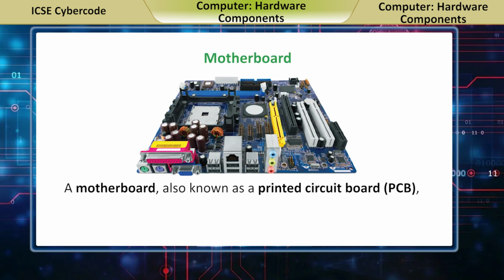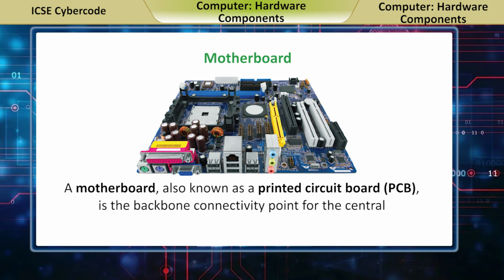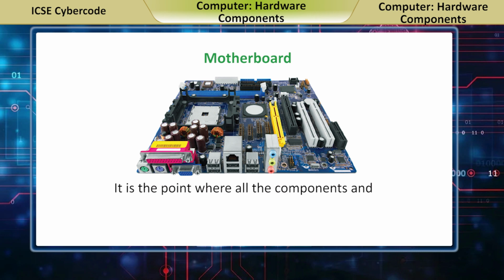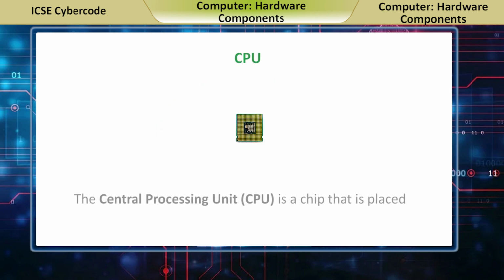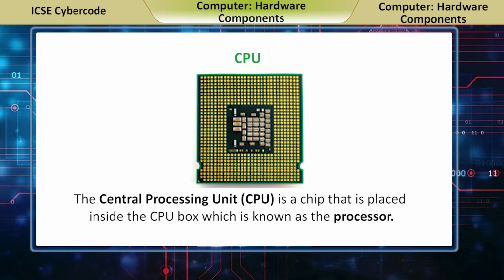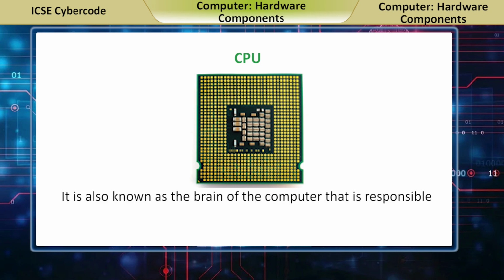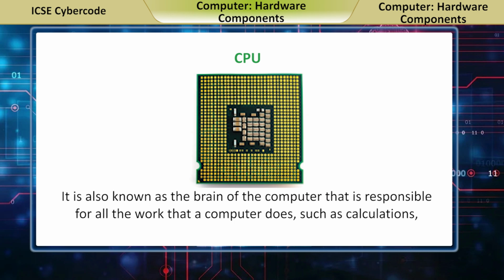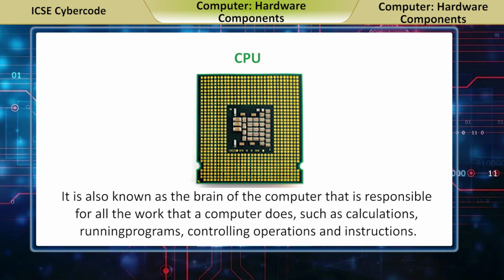A motherboard, also known as a printed circuit board, PCB, is the backbone connectivity point for the central communications of the computer. It is the point where all the components and external peripherals connect. CPU. The central processing unit, CPU, is a chip that is placed inside the CPU box which is known as the processor. It is also known as the brain of the computer that is responsible for all the work that a computer does, such as calculations, running programs, controlling operations and instructions.